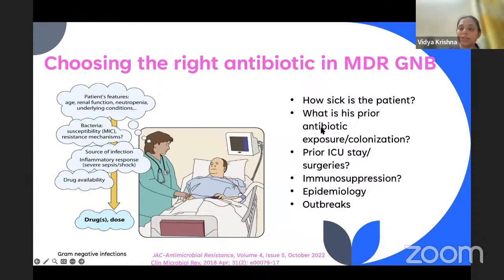How sick is this patient? What is his prior antibiotic exposure, especially in the last 90 days? Has he had any prior known colonization, any recent ICU stay, or any recent procedure or surgery that he has undergone? Any form of immunosuppression? What is the local epidemiology, either in the community or, if he's been in the hospital, what is your local epidemiology? And is your unit dealing with any outbreak? Based on all these questions, you can reasonably predict whether your patient is at risk for an MDR gram-negative.